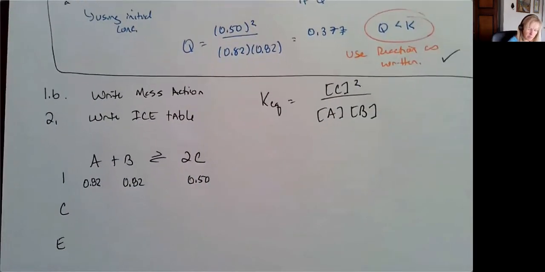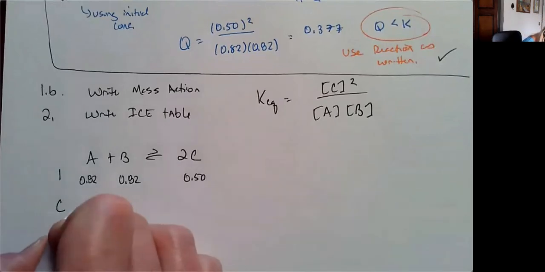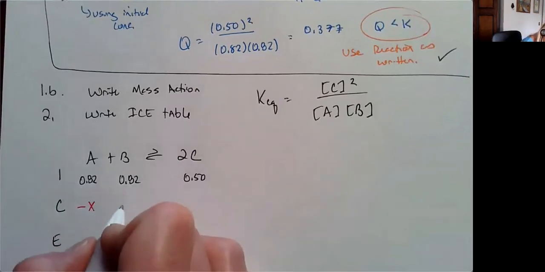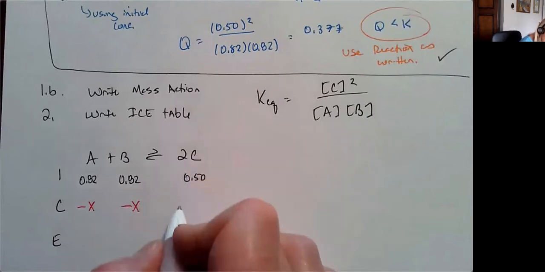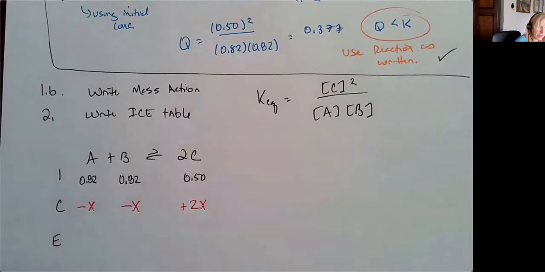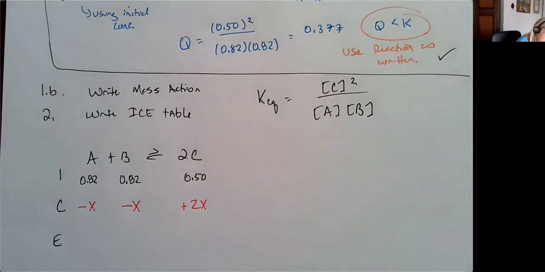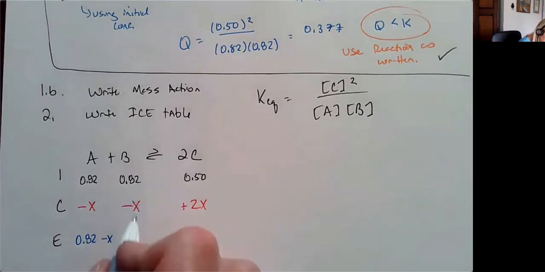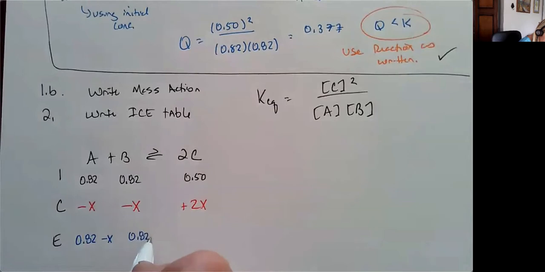Now I'm going to look at what my changes are. So this is going to go down by 1. This is going to go down by the same amount, and this is going to go up by 2 times that amount. And this is all coming from the stoichiometry. This is a 1 to 1 to 2. So for every one of these that reacts, 2 of these are going to be made. So that means my equilibrium concentration for A is going to be 0.82 minus whatever x is. B is going to be 0.82 minus x, and 2C is going to be 0.50 plus 2x.